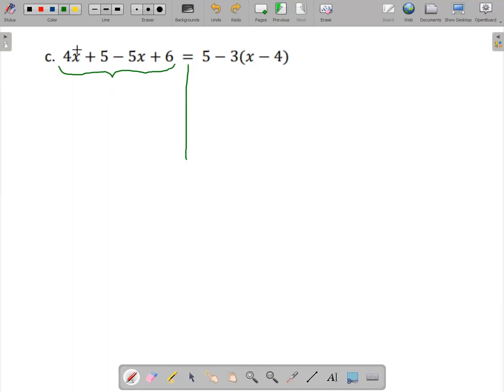Okay, so on this side, the 4x and the negative 5x are like terms because they both have x's. So if I have 4x's, then I lose 5x's, then I'm down 1x. And then the plus 5 and the plus 6 are like terms. So 5 and 6 is 11. So there's a plus 11 on this side.